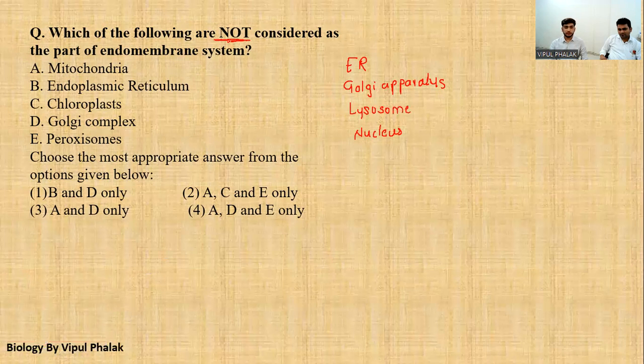So we have asked that which is not considered. Mitochondria is not a part of endomembrane system. Endoplasmic reticulum is. Chloroplast is also not. Golgi apparatus is, and peroxisome is not. Therefore, A, C, and E. Second is correct option.